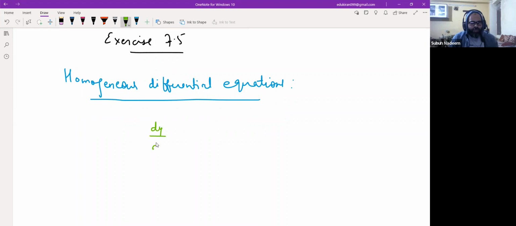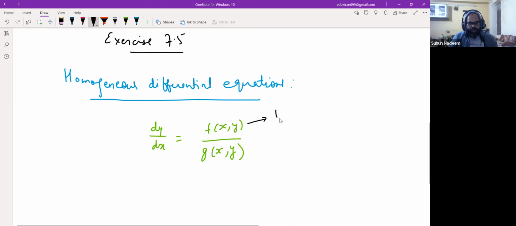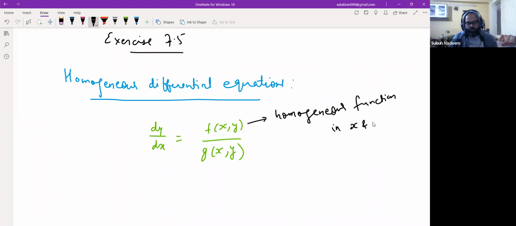dy by dx is equal to a function of x comma y in the numerator and a function of x comma y in the denominator. So if we see the numerator, it has to be a homogeneous function in x and y. And if we see the denominator, it has to be a homogeneous function in x and y.